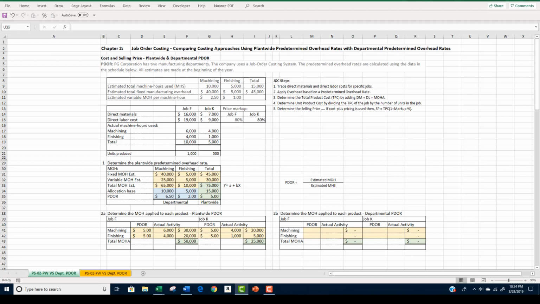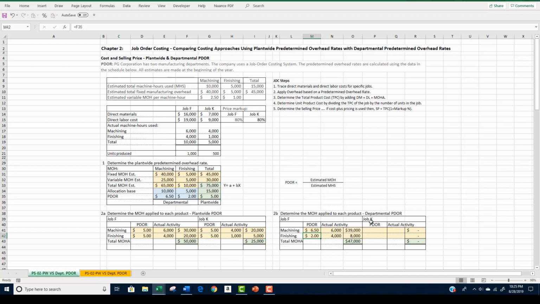The departmental PDOR approach does the same thing, except instead of using the plant-wide rate of $5, it uses the departmental rates. For job F, we multiply 6,000 machine hours in machining by $6.50 to get $39,000. For finishing, we multiply 4,000 machine hours by $2 to get $8,000. So the total MOH to be applied for job F is $47,000.